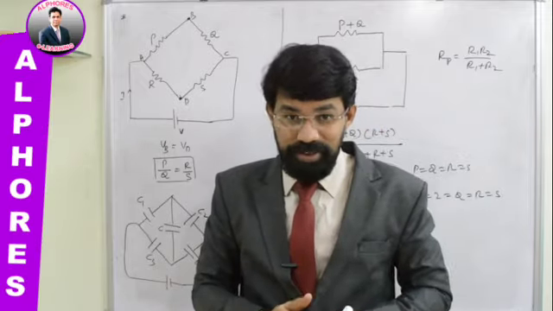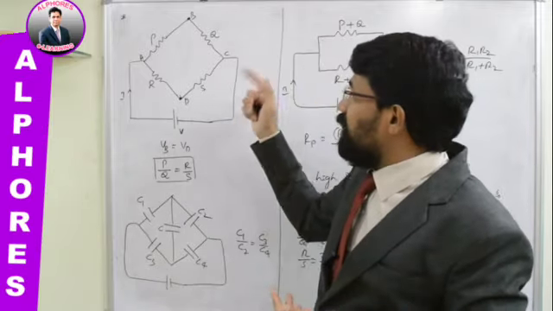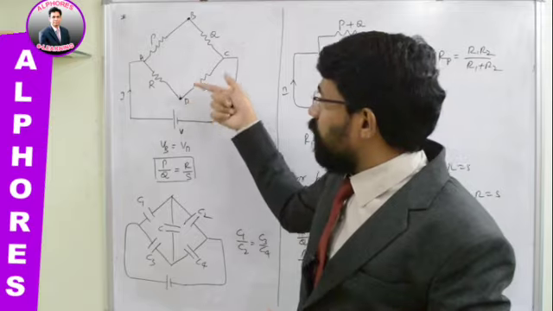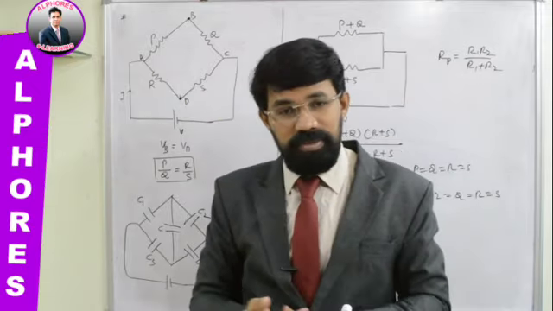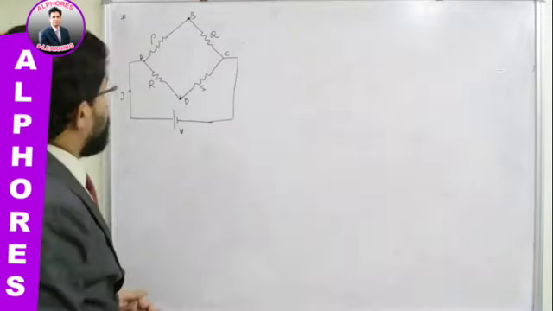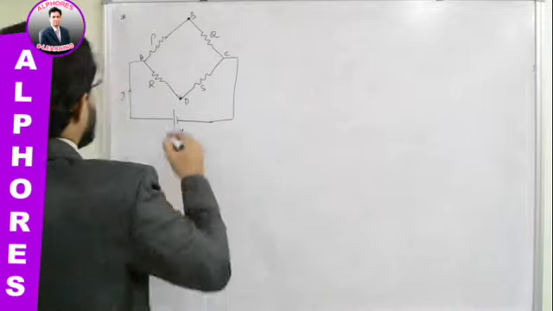If we are dealing with an unbalanced bridge, from where to where will current flow? From B to D current will flow, or from D to B current flows. These things we can explore. Okay, let us see. So let us say the bridge is not balanced.